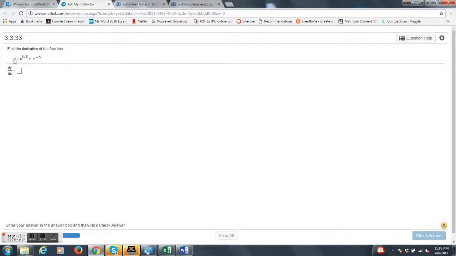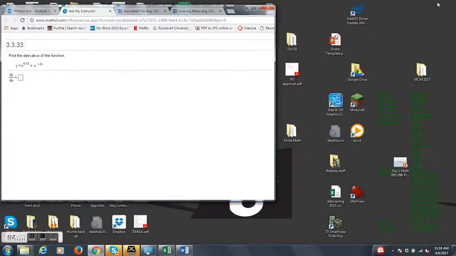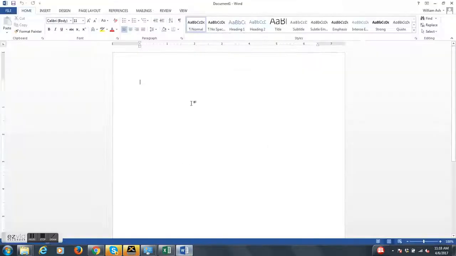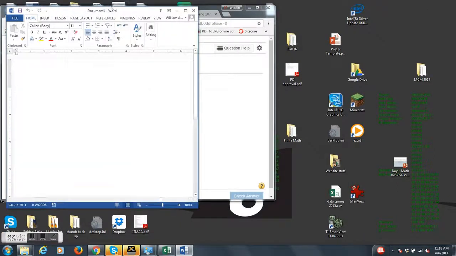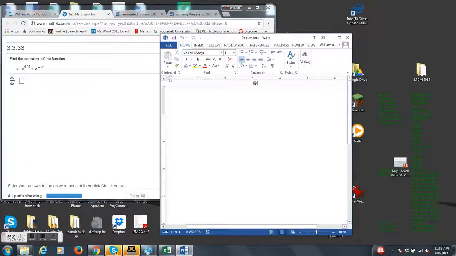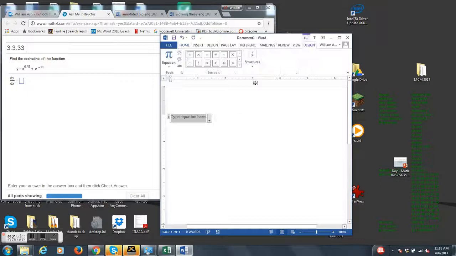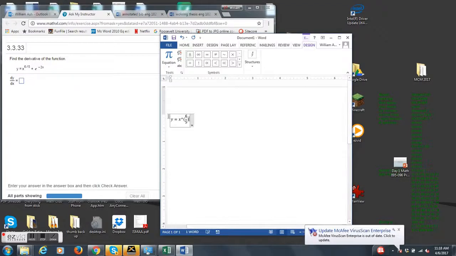Find the derivative of this guy. So let's see if I can just copy and paste him over here. I guess I can't. All right, I'll just put him in. y equals x to the 6/5 plus e to the negative 2x. Okay, and I have to find y prime, dy/dx.